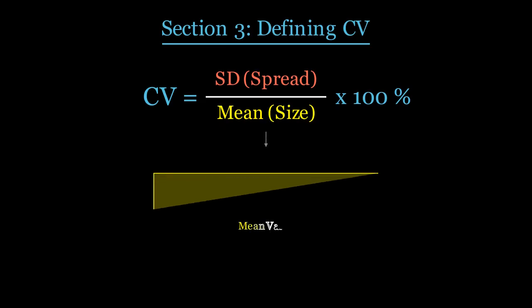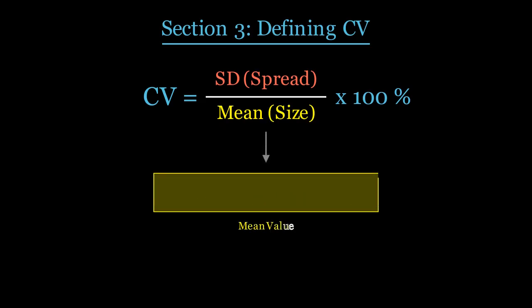Section 3. Defining the coefficient of variation. To solve this, we use the CV. The formula is elegantly simple. The standard deviation divided by the mean, usually multiplied by 100 to get a percentage. Mathematically, CV equals sigma divided by mean times 100.